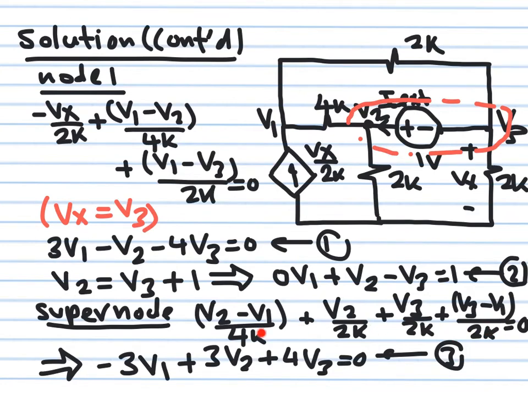Multiply both sides by 4k and collect the different coefficients. You obtain the third equation. So you have three equations and three unknowns, V1, V2, and V3. You solve them using a calculator. You have all the voltages you are looking for.